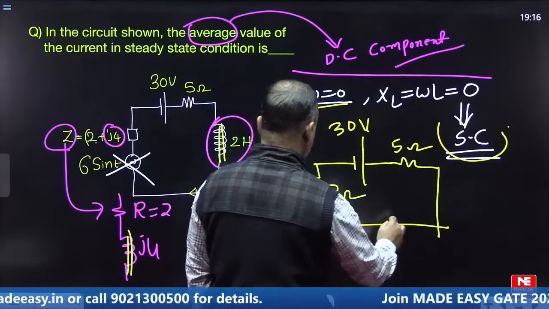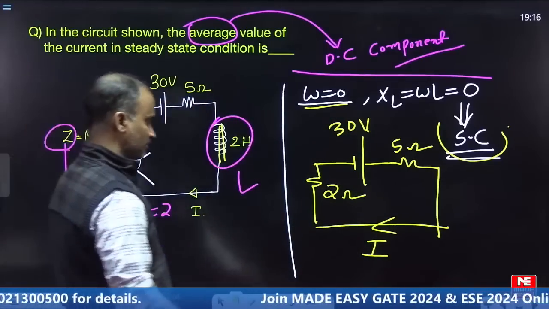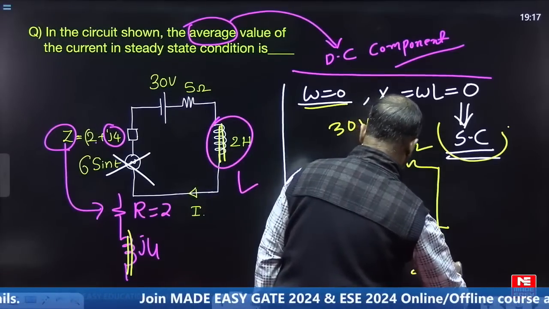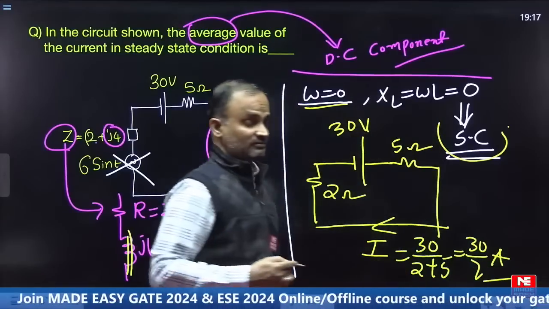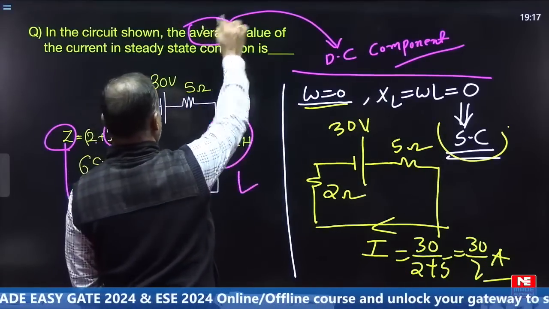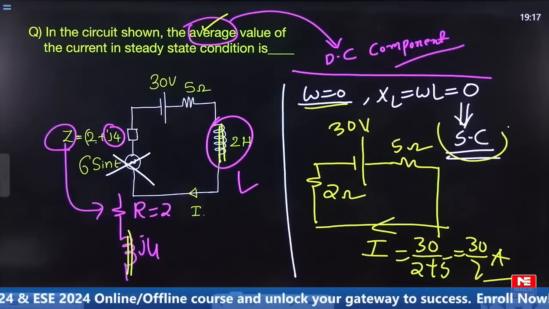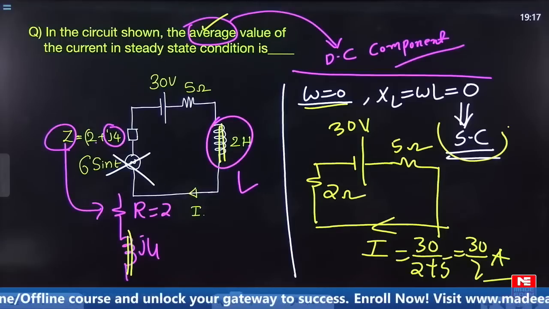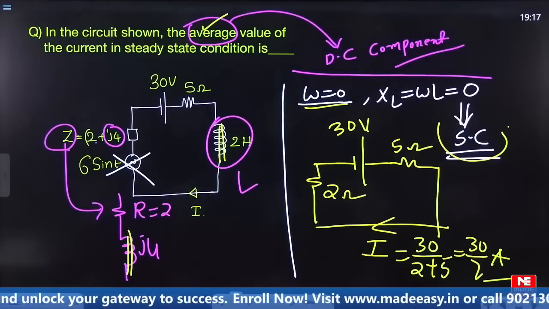Then the requirement is the current. In the question itself the direction is also mentioned. Then simply we write 30 by 2 plus 5. Okay. In this model of question, this is very important. In the previous papers, a similar model was already given in the GATE exam. Very good. Oh, somebody is getting 4.2. Okay, 30 by 7. Simplify कर रहे.